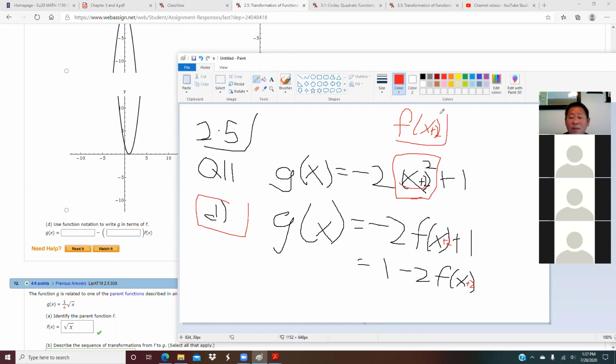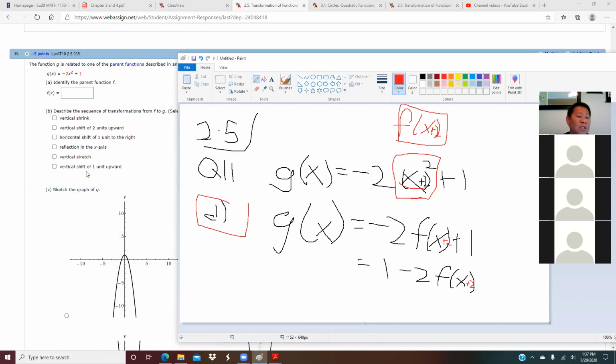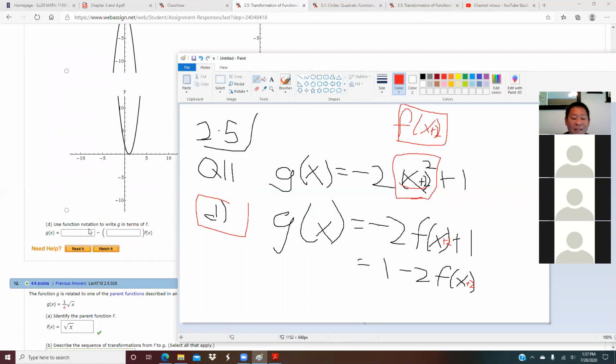To write this in terms of f of x. Some students ask me, is this going to come up in the test? My answer is no. You will get A, B, C only. That means I want you to identify the parent function, the transformation, and sketch the graph, but I will not ask in the test, write g in terms of f. Okay, so that I won't ask in the test.